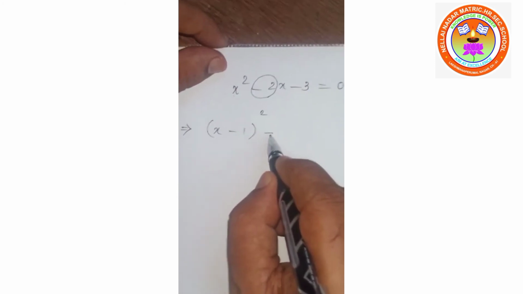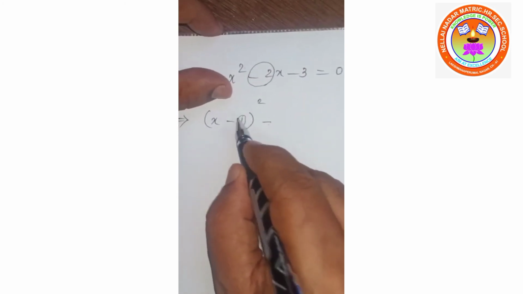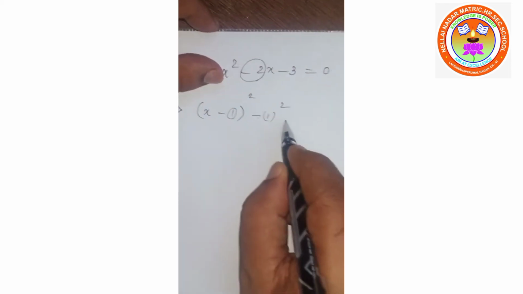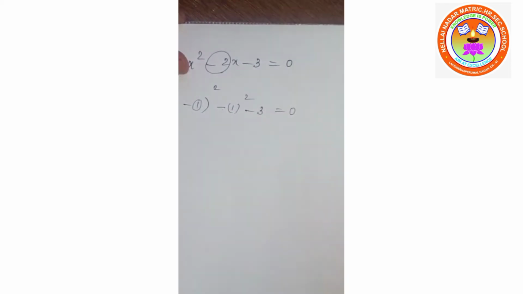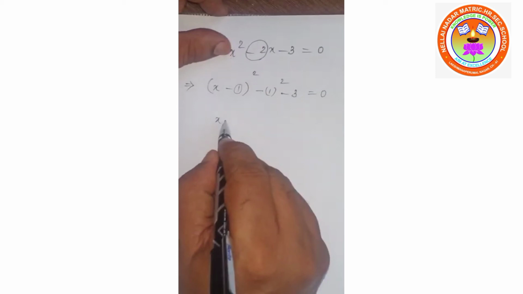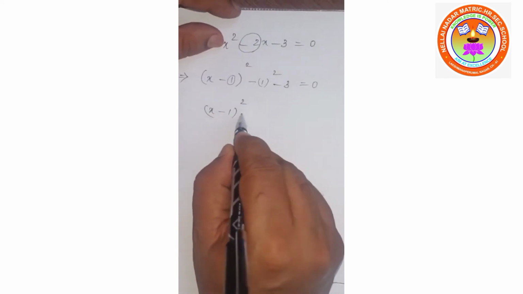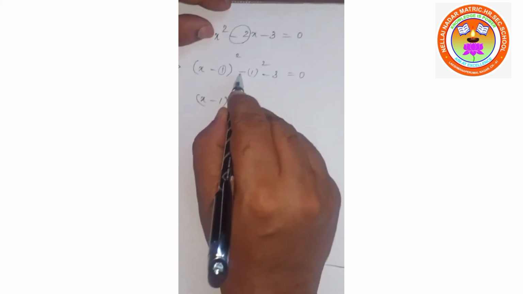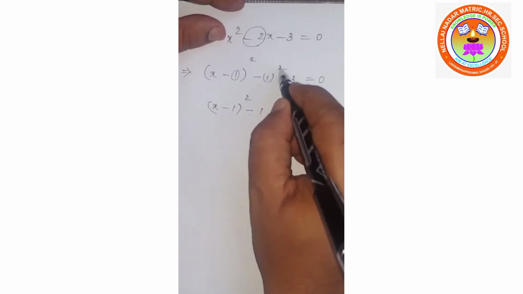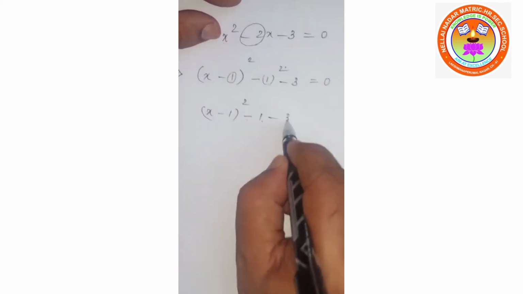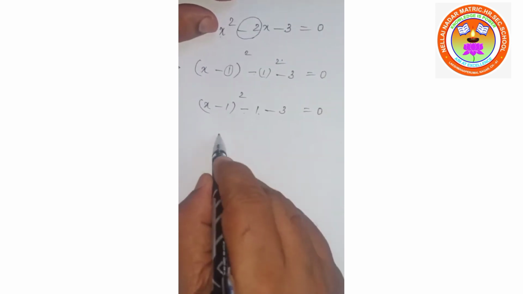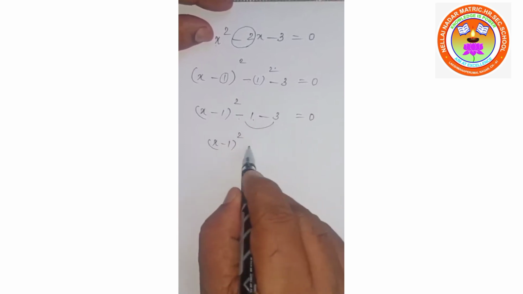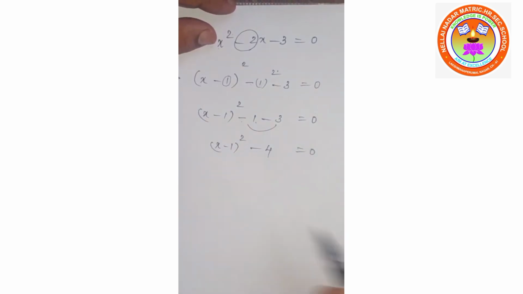I already told you how to write minus only. What is the number here? That 1 should be squared. Then the constant at the last equals 0. Then x minus 1 the whole square as it is, minus 1 squared is 1. The square is only for 1, not for minus. So write minus as it is. 1 squared is 1 minus 3, that is equal to 0. So x minus 1 whole square, together minus 1 minus 3 equals minus 4 equals 0.